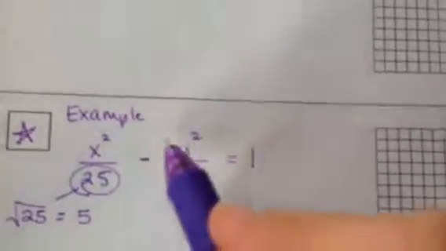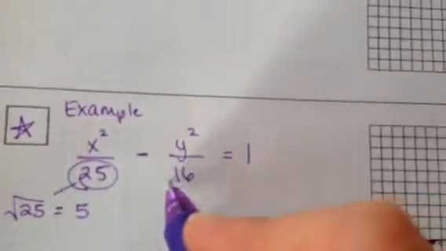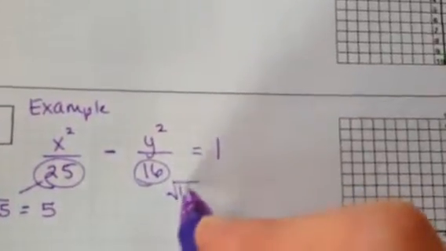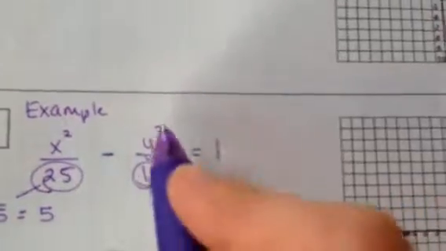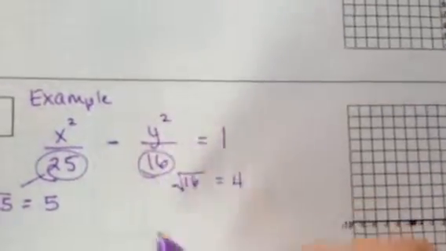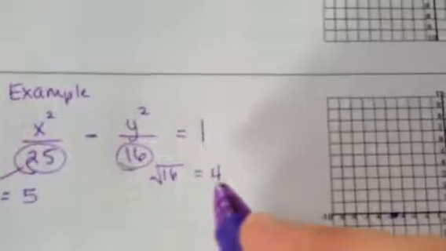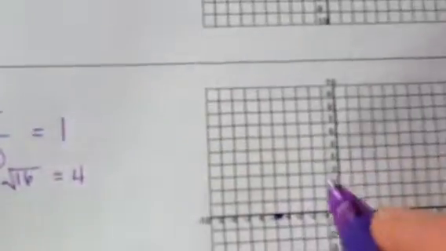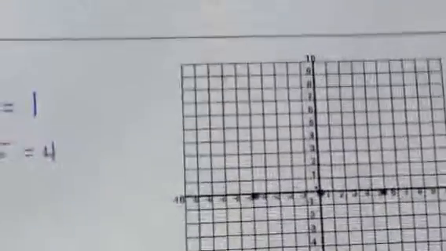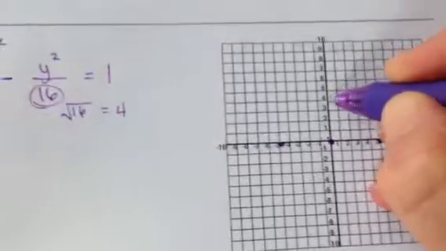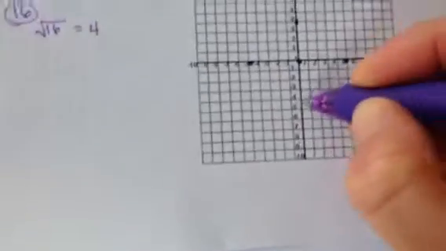Now, look under the y is a 16. So whatever this is, take the square root of it, which is 4. Remember, the y-axis goes up and down. So from the center, I'm going to go up and down 4. So I'm going to go up this way 4. Let me see if I can clear that up just a little bit. I'm going to go up this way 4 from the center, down 4.